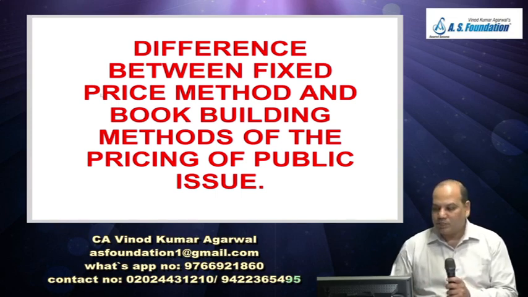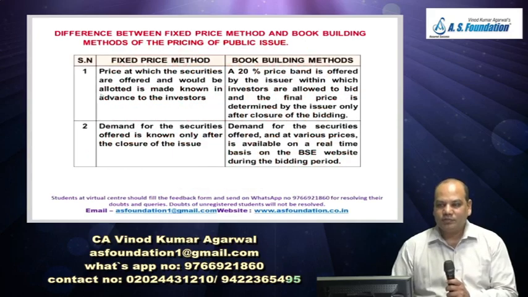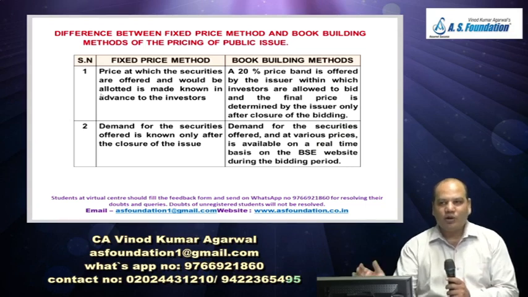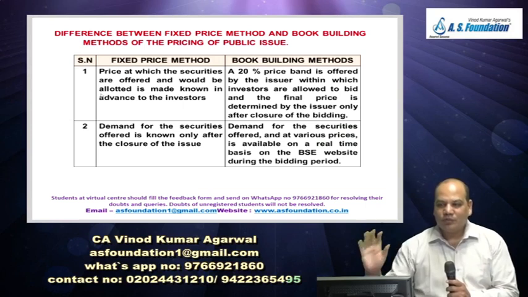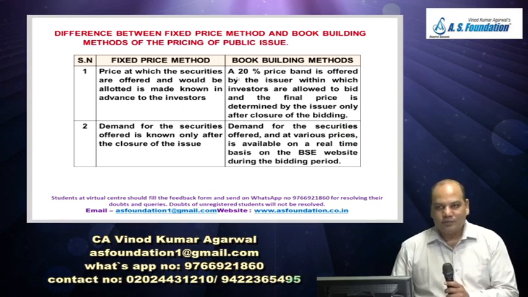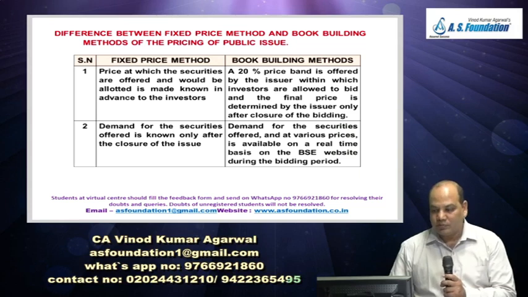Fixed price means the company will decide the price, buy it or leave it. Book building means they will only give you a range. You can bid according to your liking, and if the amount at which you want to buy is above the cutoff price, shares are allotted. That is the book building method, which is now generally used for all IPOs.